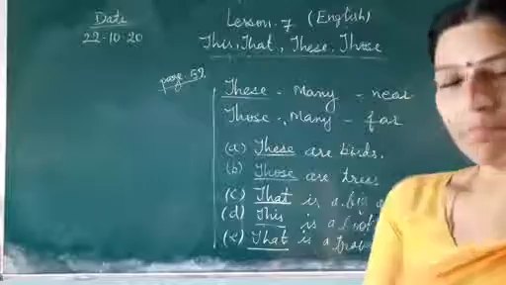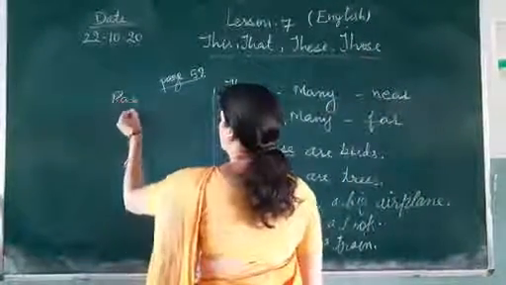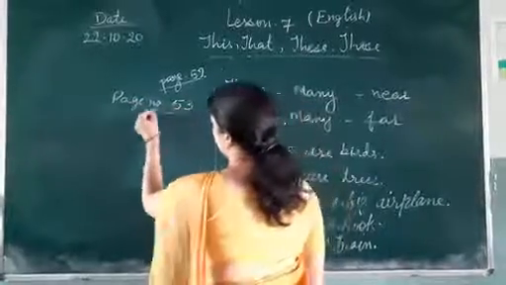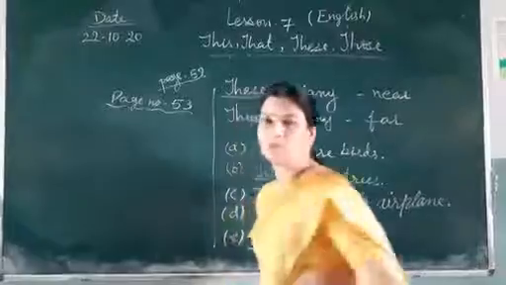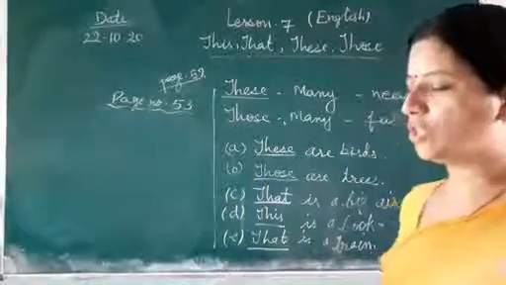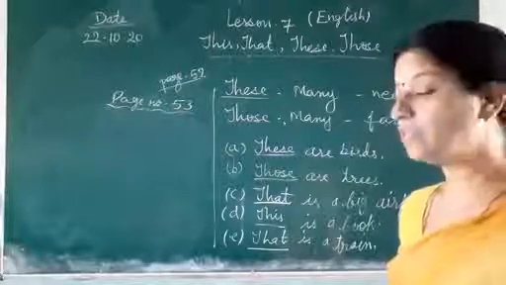Now, come to page number 53. We will discuss page number 53. What is written on page number 53? Look at the pictures of Venkatesh in his room. The name of this boy is Venkatesh.